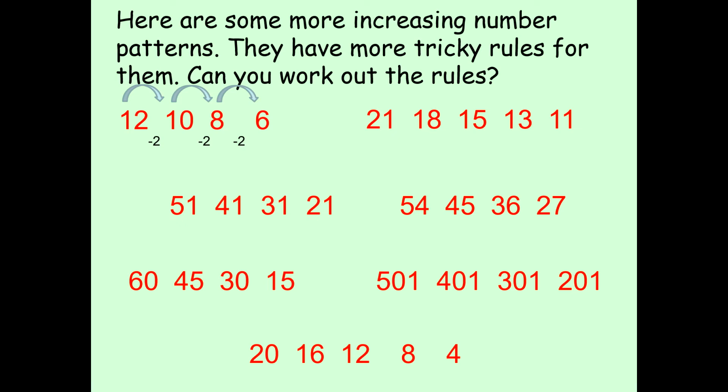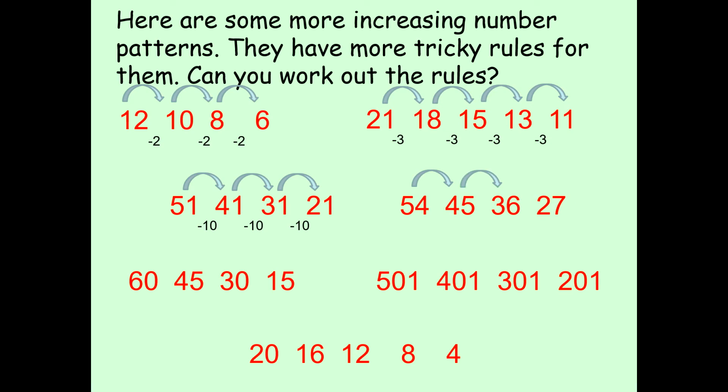We start at 21, we jump to 18, then to 15, 13, 11, and each time we're going to be subtracting 3. For the next one, we've got 51 to 41, then to 31, 21, and of course, each time we're taking away 10. Then we start at 54, jump down to 45, 36, 27, and the rule for this one is -9 each time. That's right.